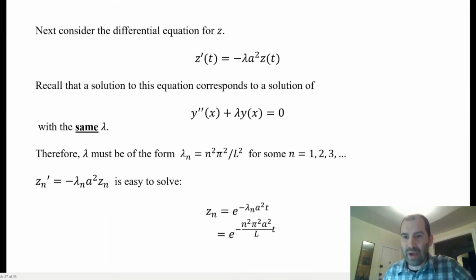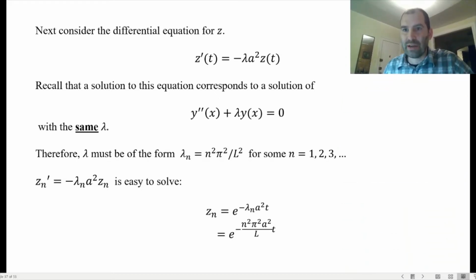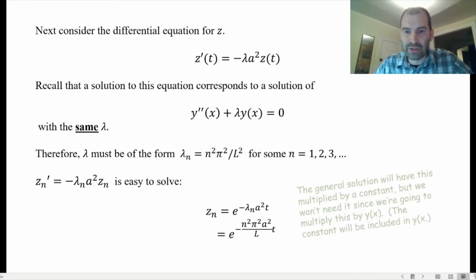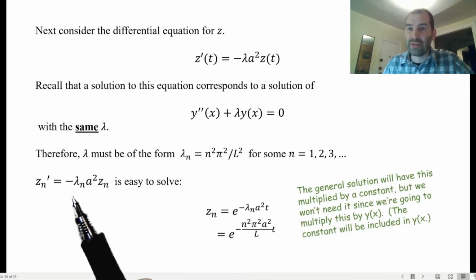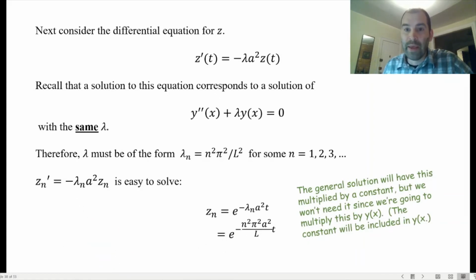Now, you might be saying, well, wait a minute, what about that arbitrary constant that comes out? Well, yeah, if you wanted to write down the most general solution, you would put a constant out front here. That would also solve this, right? But we don't need to do that because, remember, the final solution that we're writing down, u, is a product of z and y, right? So if there is going to be a constant, we can just take care of it by including it in y. So I don't need to write it here. Since we're multiplying this by y, y will take care of what that constant is.